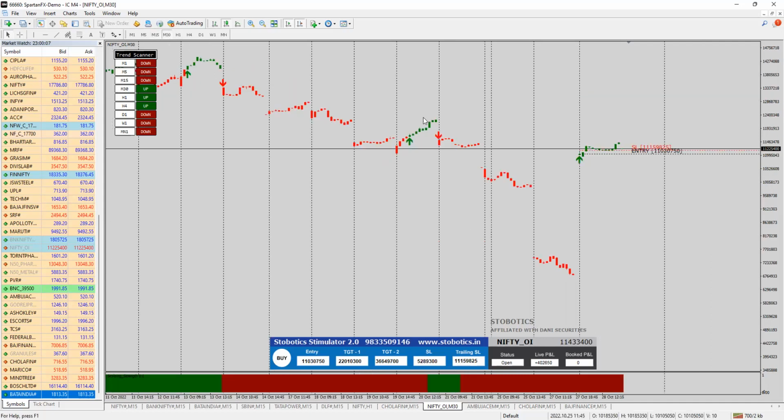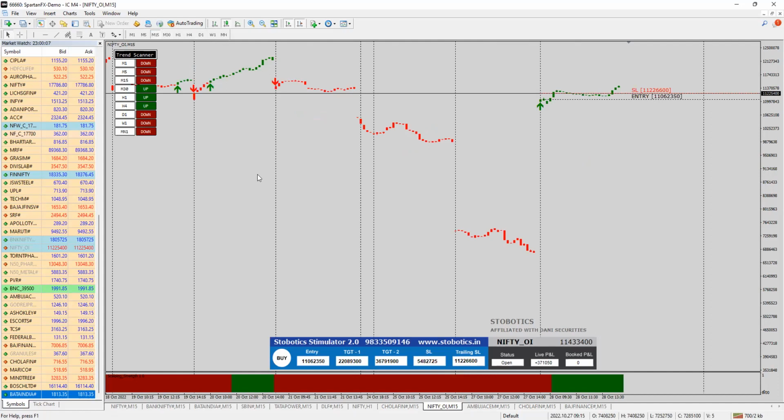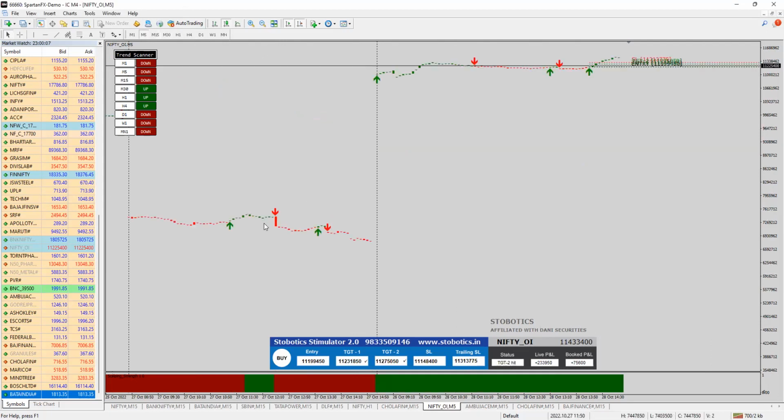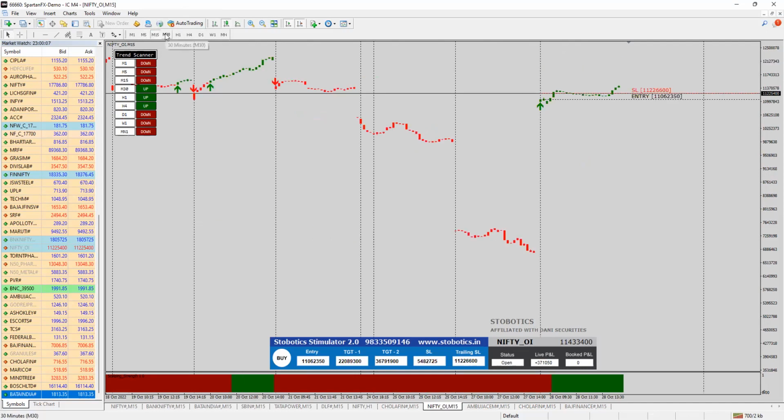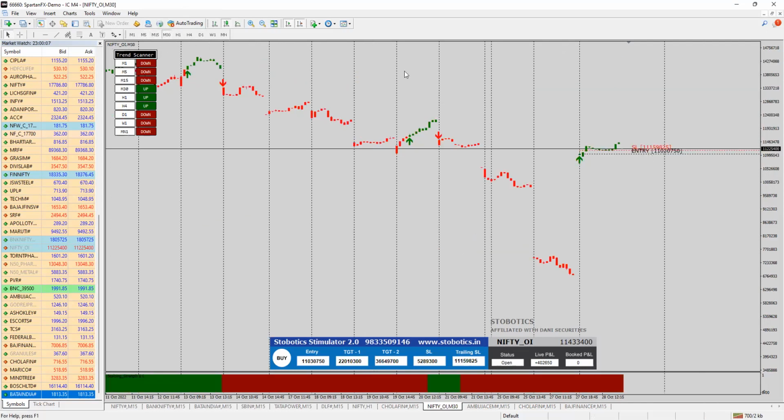30 minutes will give you more clarity than 15 minutes, because 15 minutes is too short a time frame for option selling. Always use 30 minutes for option selling, not 15 minutes or 5 minutes. It will give you many false signals and very limited data. So don't go for 15 minutes, go with 30 minutes for this option open interest chart.